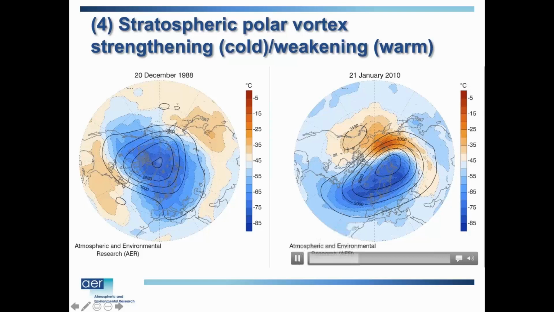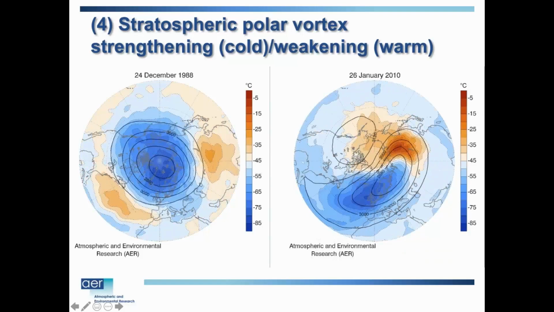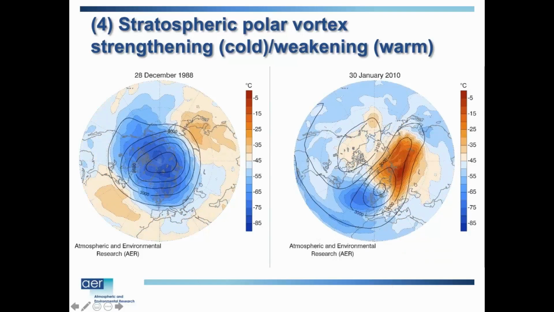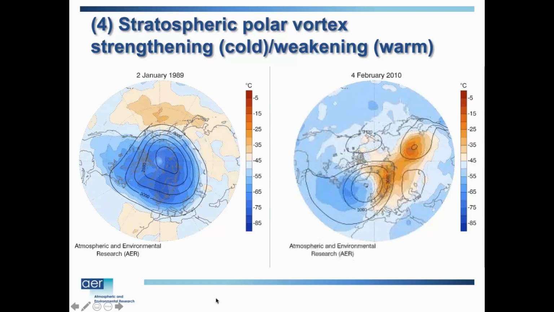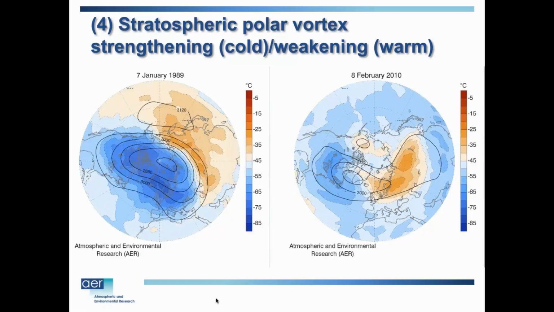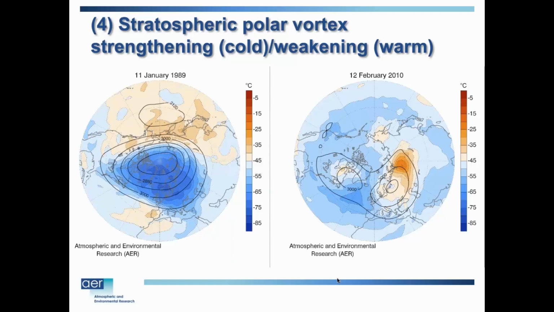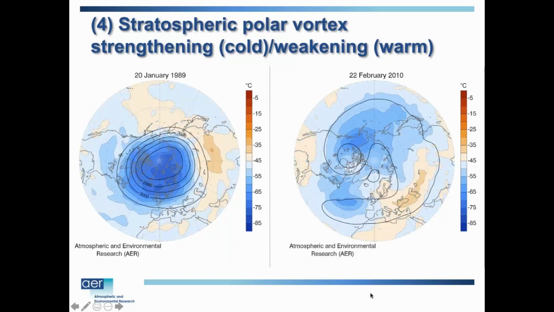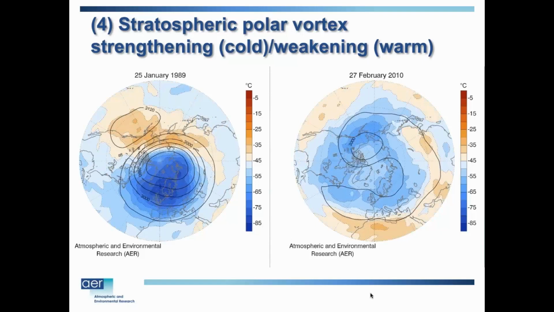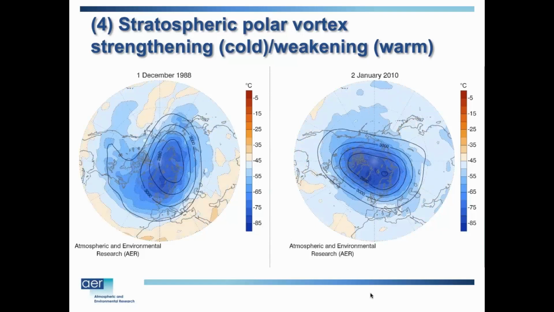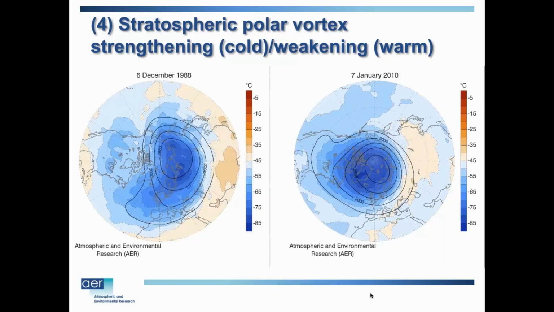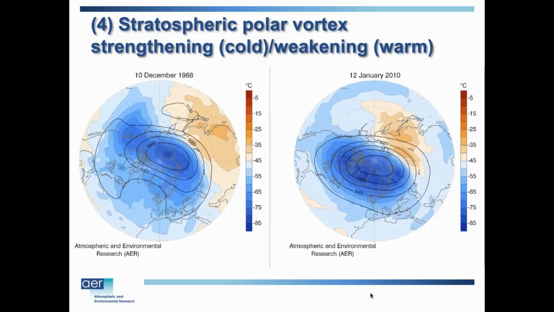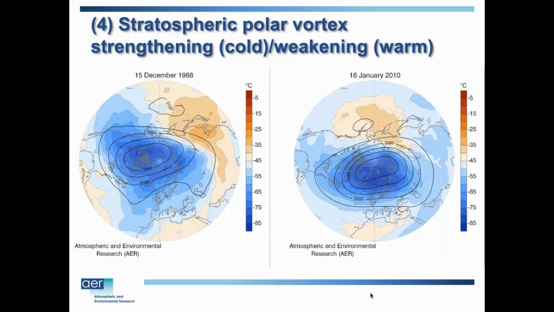But really quite a dramatic difference between a strong vortex and a weak vortex. In a strong vortex the cold temperatures are really confined over the Arctic, and in a weak vortex we have a very strong mixing of the air masses, exchange of air masses with the warmth invading the Arctic and the cold that was previously confined to the Arctic spilling out to lower latitudes.